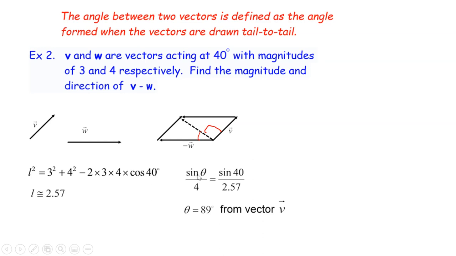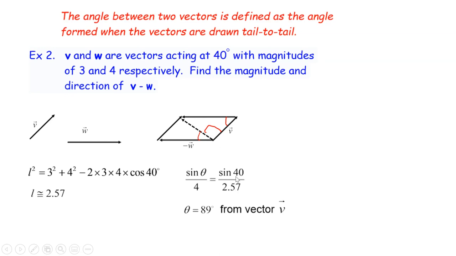So here's the sine law. I'm going to put the sine of this theta over 4. Again, it depends on which one you want to measure it from. The sine of theta over 4 is equal to the sine of 40, which is what this angle is, over the 2.57, the one that we just got right here. So here's my 40-degree angle right here, the one that we said was between the two things, over the length of this line that we just found to be 2.57. The sine of theta, which we're calling this angle right here, over 4, which is the length of the line on top here.